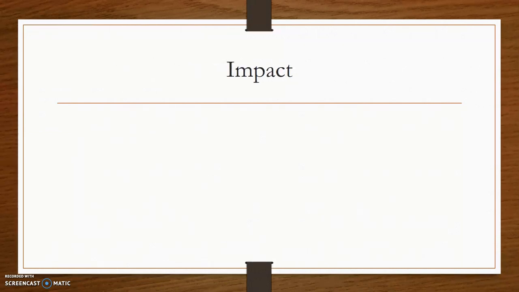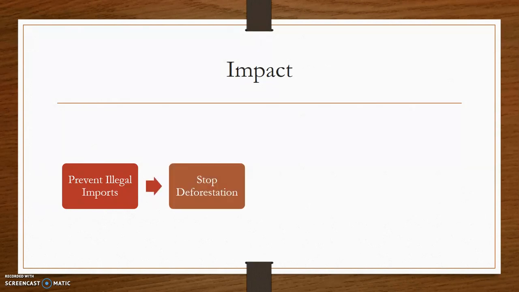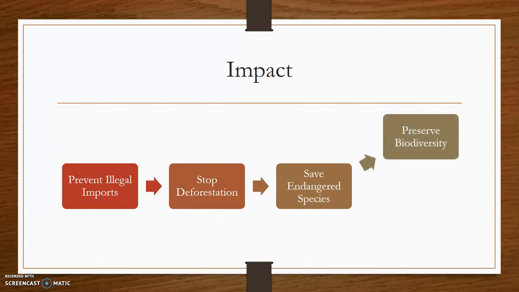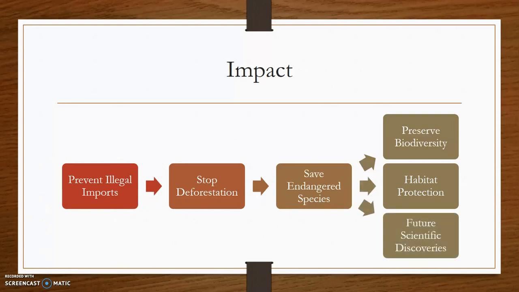By successfully implementing this algorithm in the Xylotron worldwide, we will be able to prevent the illegal importation of endangered species of trees. When these trees can no longer be imported, there should be a dramatic reduction in unlawful deforestation. By preventing these trees from being cut down, these endangered species can be saved, which is incredibly important for preserving biodiversity and protecting native habitats. Also important is the impact that these species may have on future scientific discoveries, especially in the field of medicine.